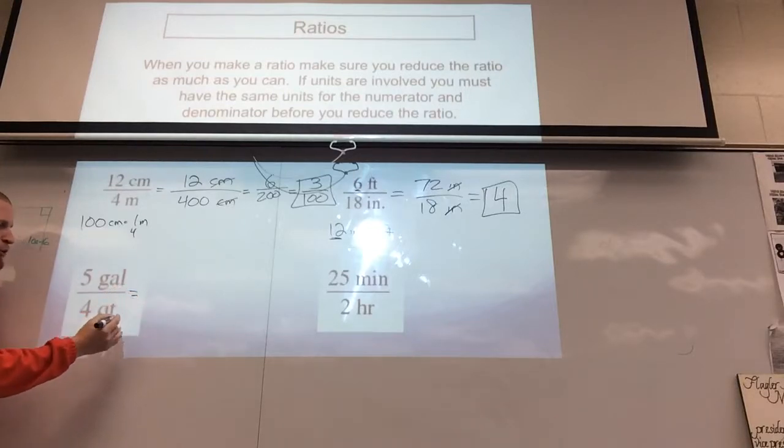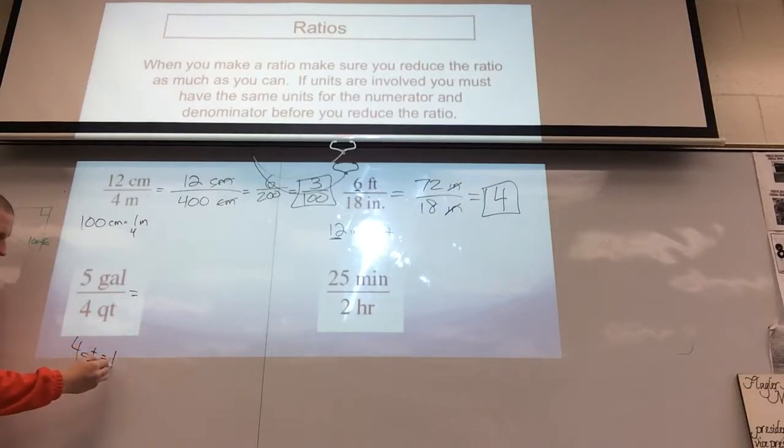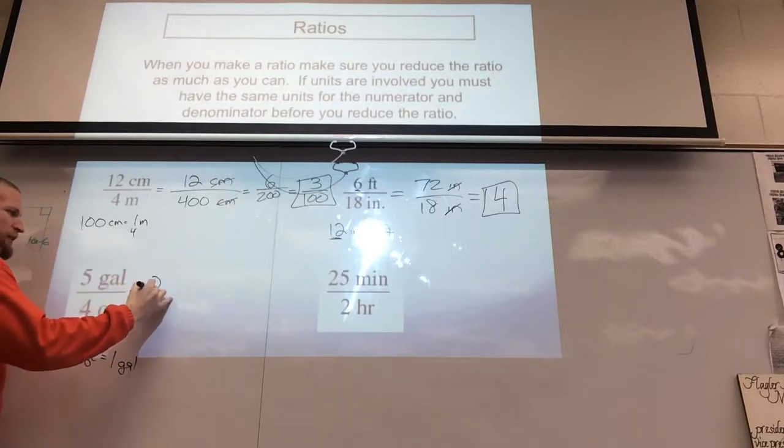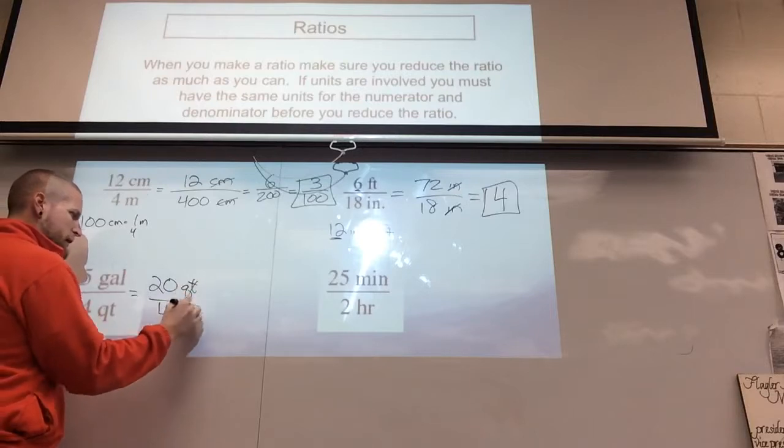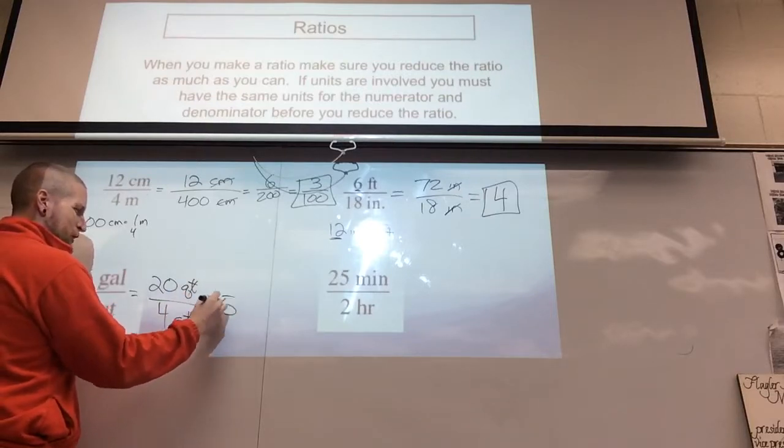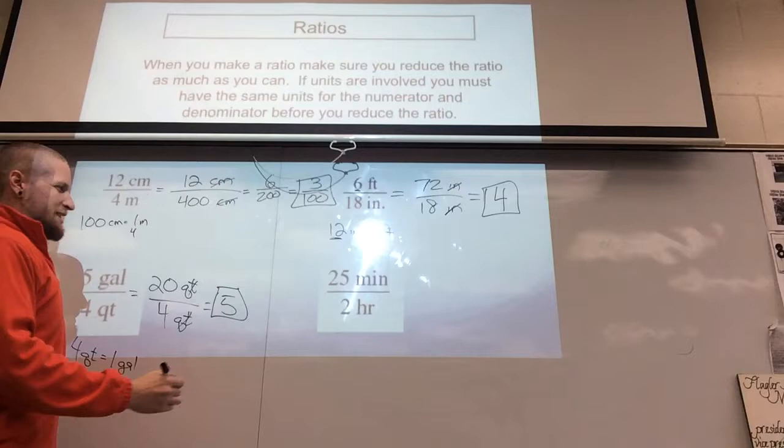Do you guys know how many quarts are in a gallon? 4. Okay. All right, so 4 quarts in a gallon. So that means on the top there, I'm going to have 20 over 4. What's 20 divided by 4? 5. That's a number I like.